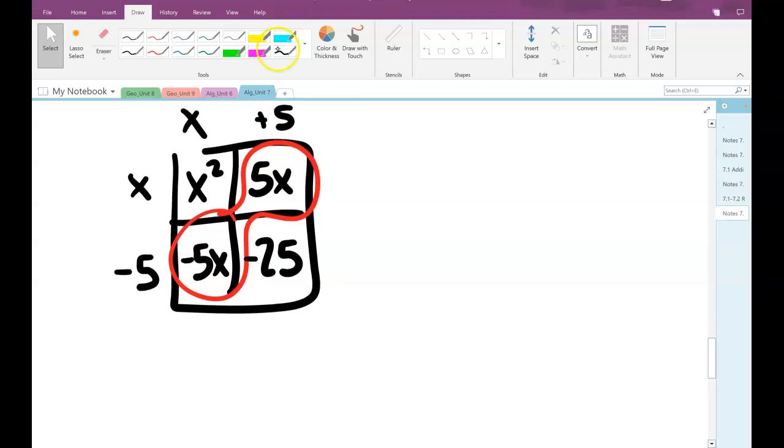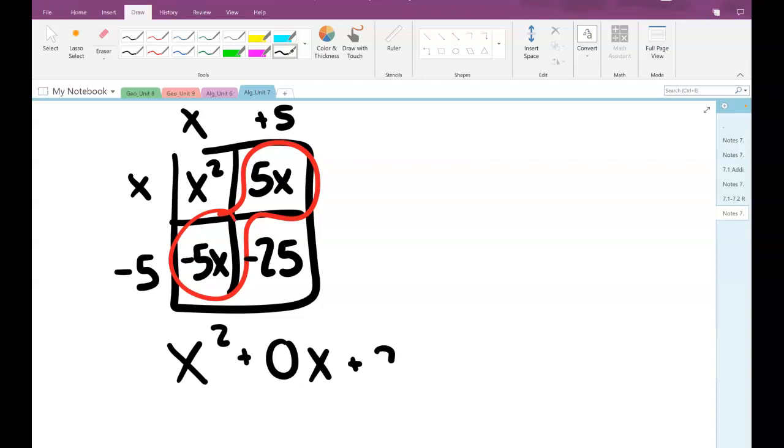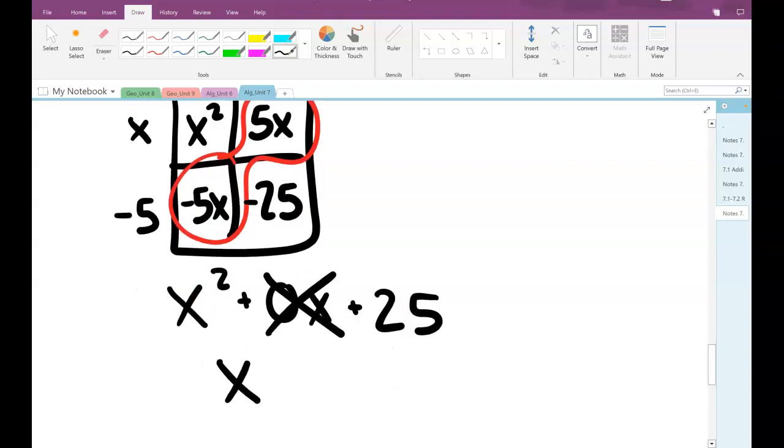If we wanted to write this as three terms before simplifying, it would be x squared plus 0x plus 25. But 0 times x is always going to be 0. So you could just write your final answer as x squared plus 25.